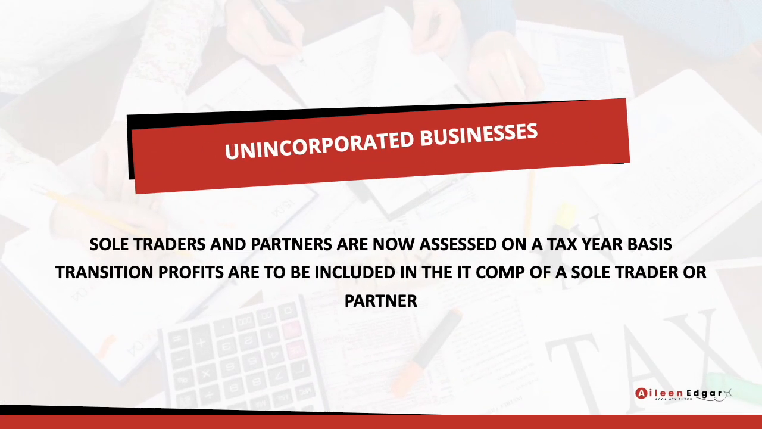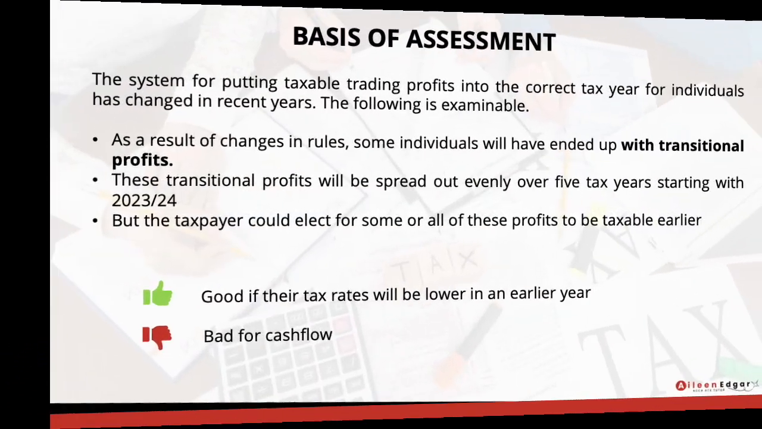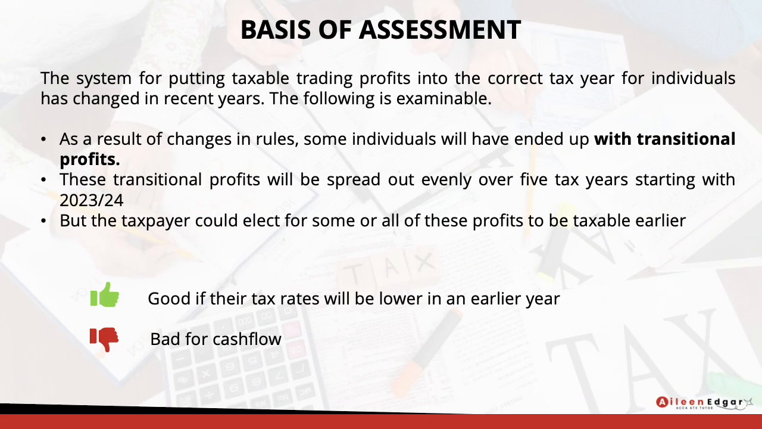Over recent years, the rules have changed on how unincorporated businesses are taxed, and as a result of those changes, some people will have ended up with a larger amount of profits than perhaps they were expecting, and these need to be taxed. There are some transitional rules that allow these additional transition profits to be taxed by spreading them out equally over 5 tax years starting with 23-24.